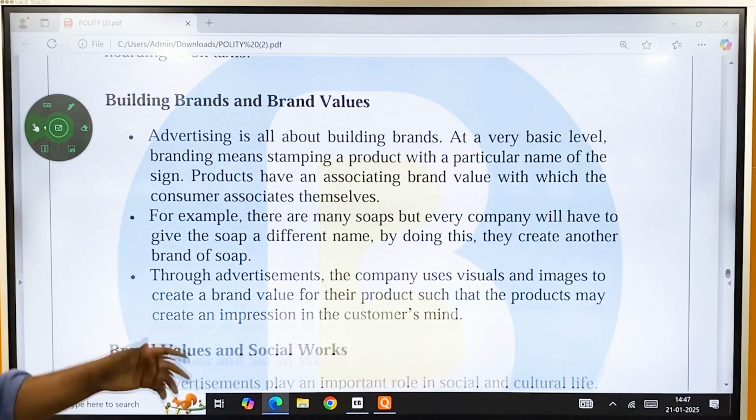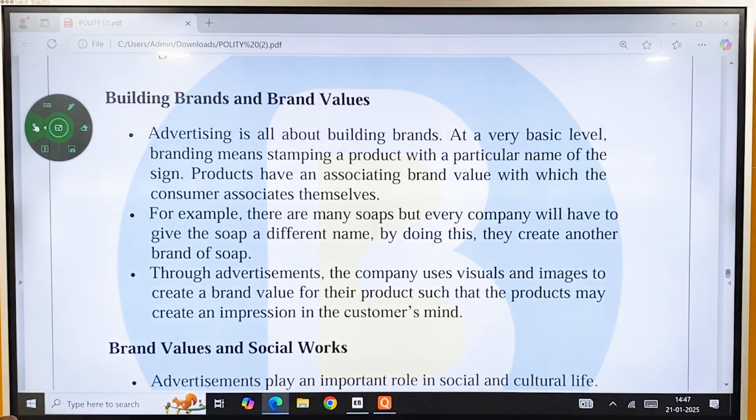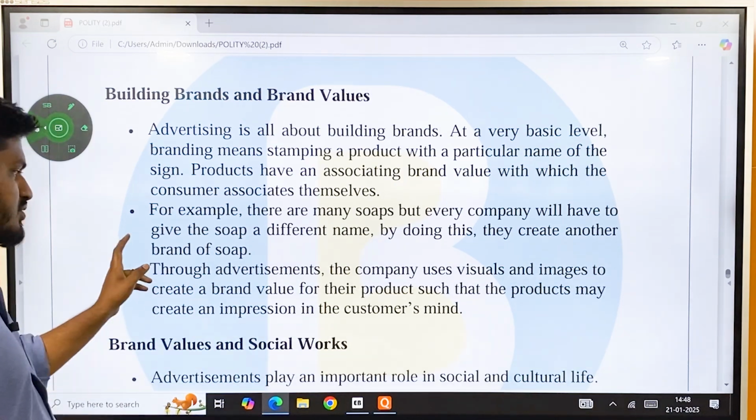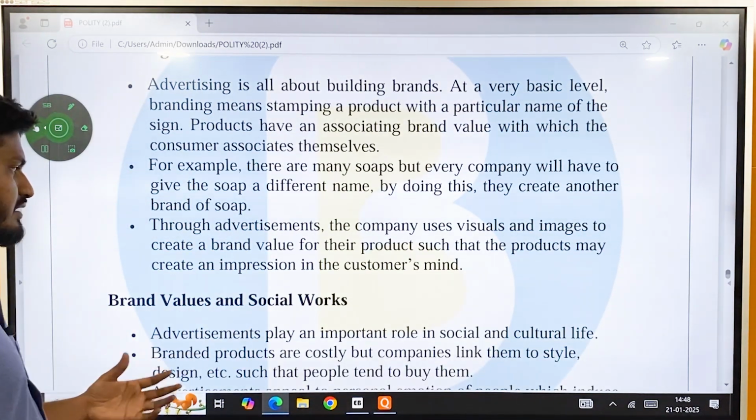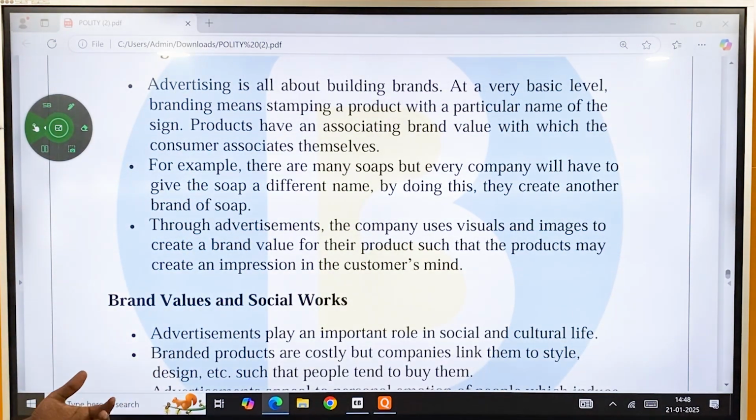advertising is all about building brands. We discussed this. For example, there are many soaps, but companies give the soap a different name. By doing this, they create another brand of soap. For example, Mysore Sandal Soap or Lifebuoy. There are two soaps, with different names and different quality or different product as well. Same product but different values as well.